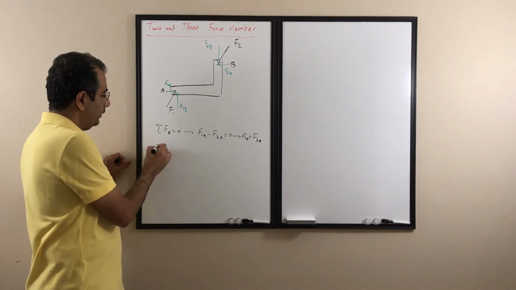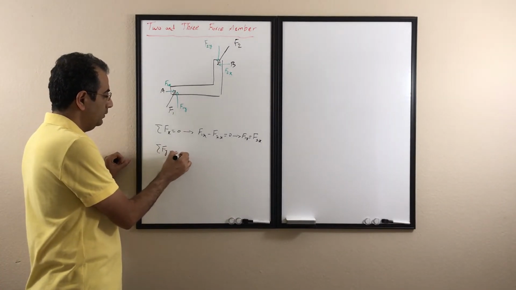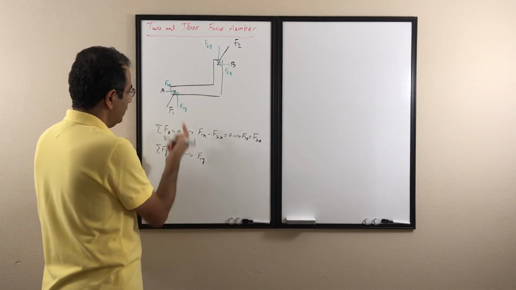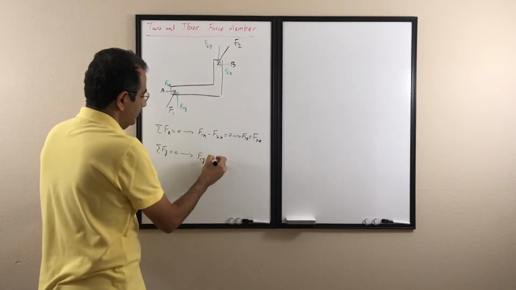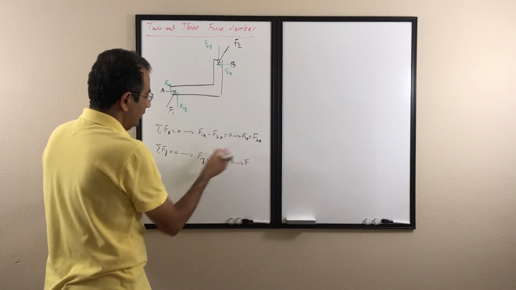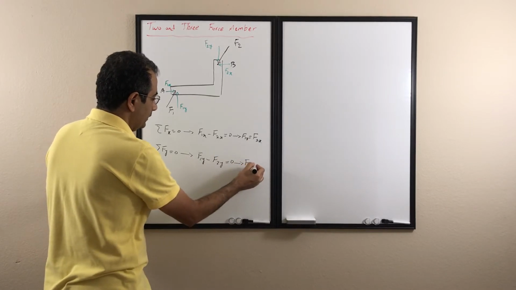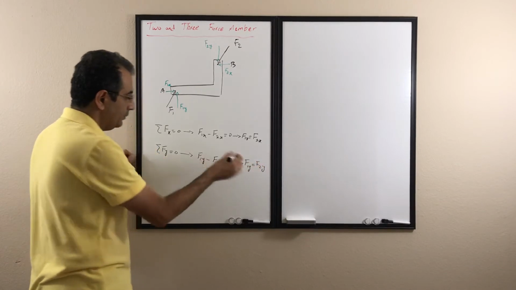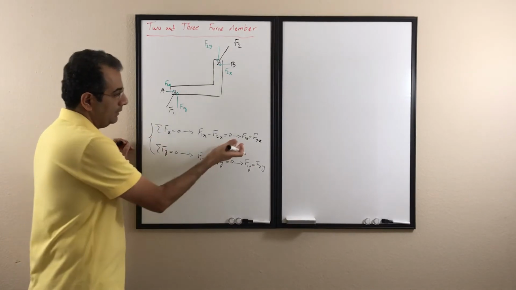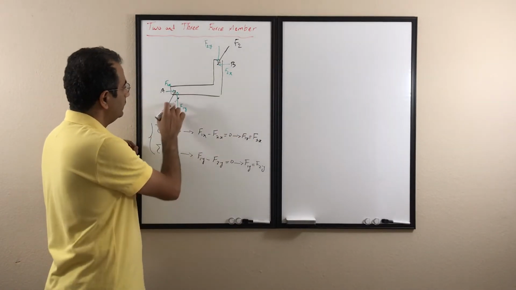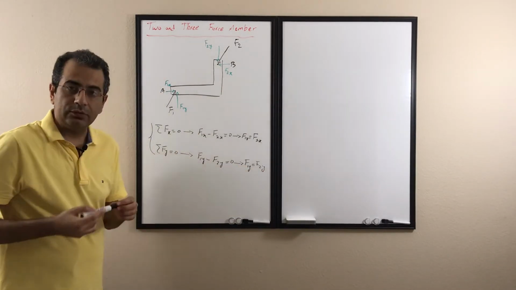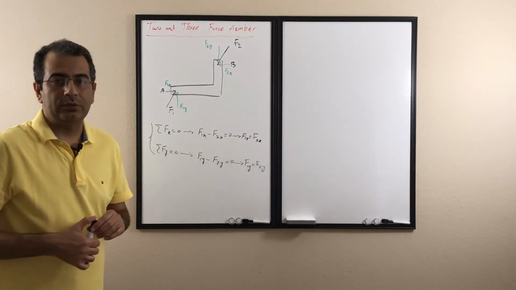If I write sigma Fy equal to 0, then again I have F1y because it's positive, and F2y negative is 0. Then in the same way I can consider F1y is equal to F2y. So the magnitude in the y direction should be the same. So if I look at these 2 conditions, it says that the x components of these 2 forces are the same, and the magnitudes of the y components are also the same.